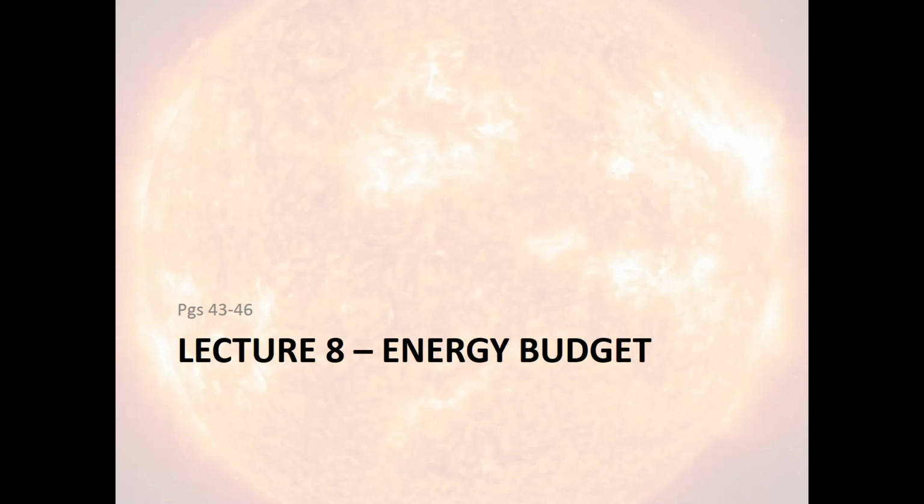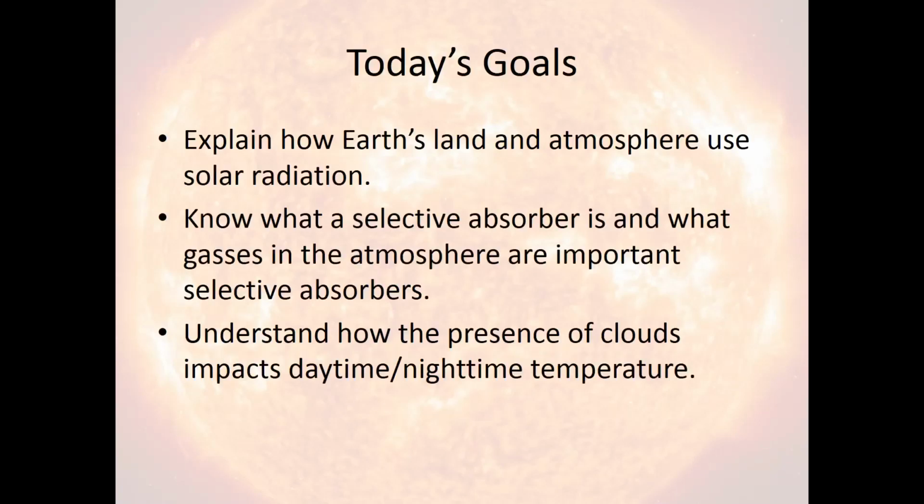The goals for this lecture: first, to understand how earth's land and atmosphere use solar radiation. Then we're going to talk about these special gases called selective absorbers and how they influence the greenhouse effect. And then we're going to talk about clouds and what they do to daytime temperatures and nighttime temperatures. You may be surprised. So without further ado, let's jump in.